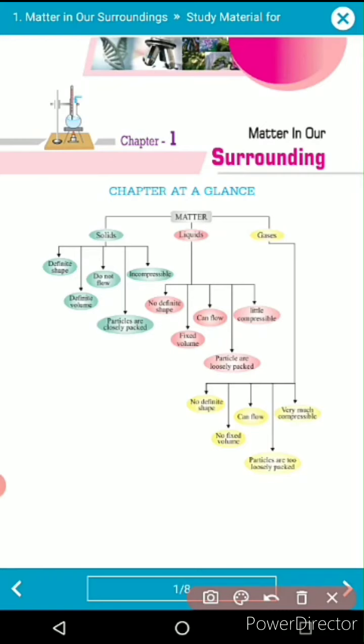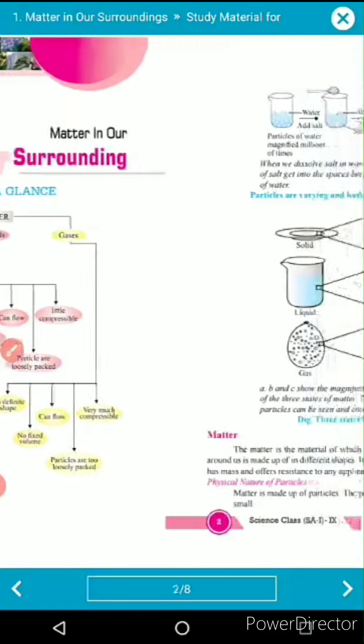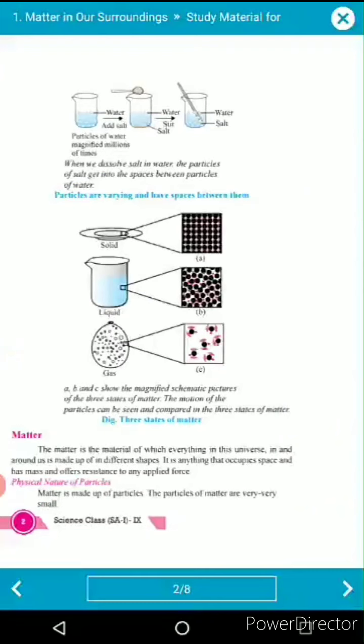In this chapter, the classification of matter is solid, liquid and gas. We have to learn about the various phenomena, properties and specialities of these kinds of matter. Shall we start? Here, this is the solid, this is the liquid and this is the gas.